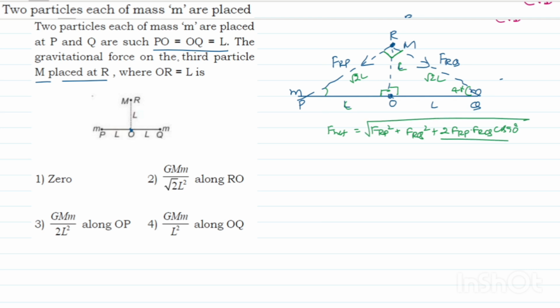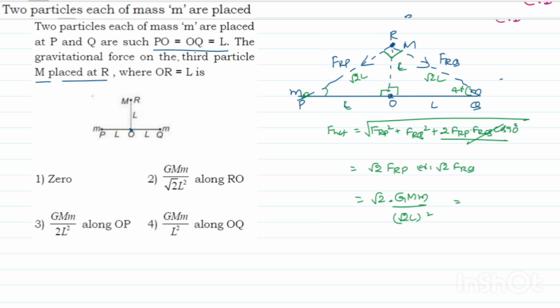So the cos 90 value will be 0, and here both the magnitudes are the same, so we will be getting root 2 into FRP, or else root 2 into FRQ. So the force of attraction between these two masses will be root 2 into G into capital M into small m by the distance of separation, root 2 L whole square.